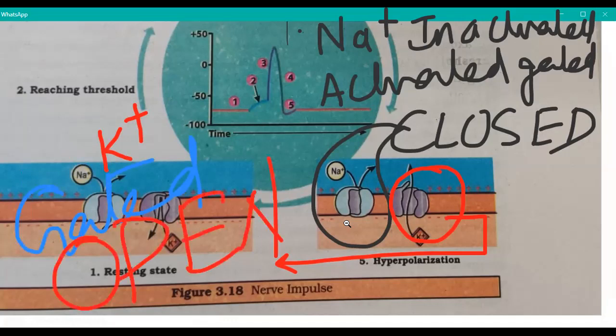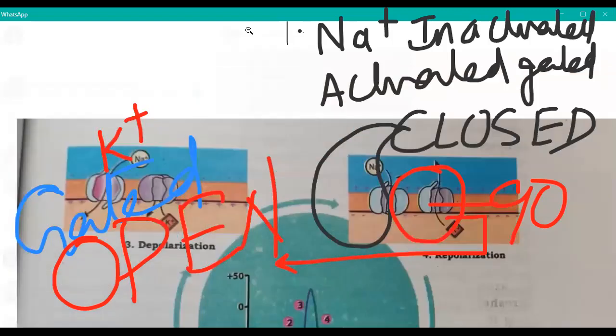I'm writing bigger. So that's it. Hyperpolarization. So what is the voltage here? Minus 90. Hyperpolarization. We can say that as minus 90. Okay, now let's go back.